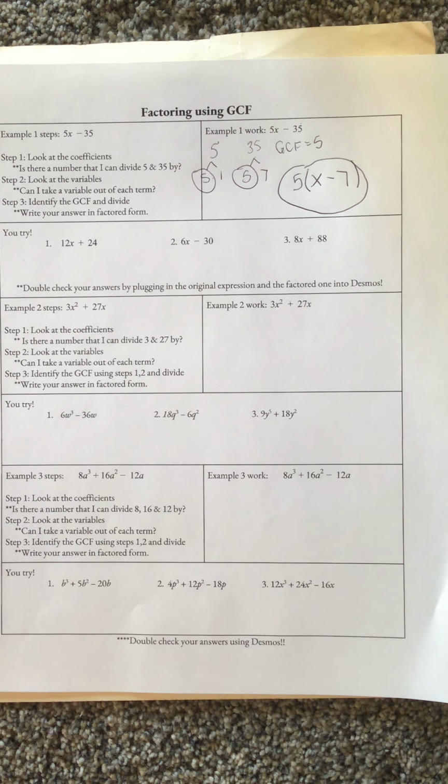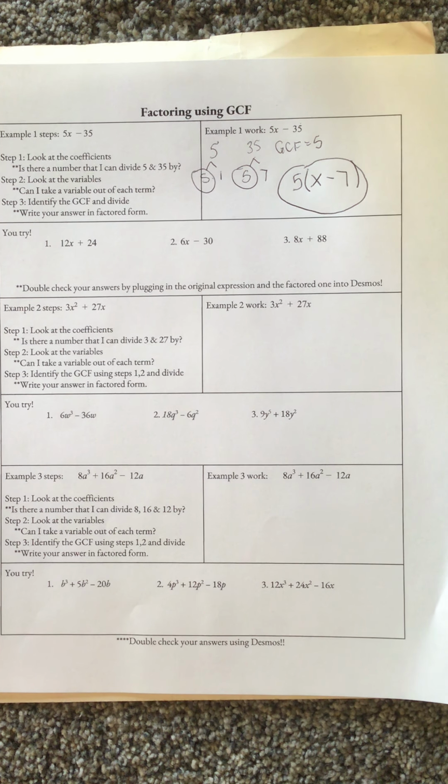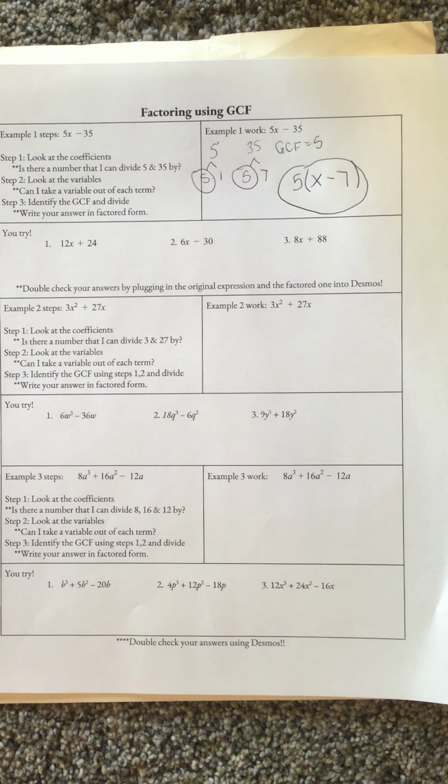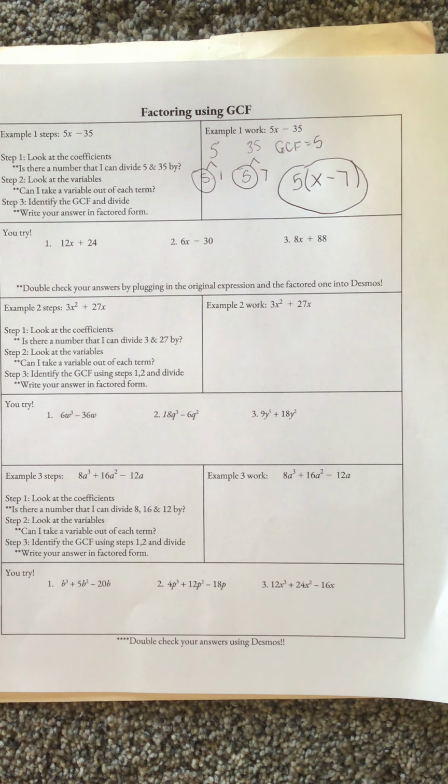So you should have tried these examples on your own, hopefully. I will go over these answers with you. Example 1, the GCF was 12. So when we pull out 12, we have 12 parentheses x plus 2. Example number 2, the GCF was 6. So we pulled out a 6. So we had 6 parentheses x minus 5. Then example 3, the GCF was 8. So we pulled out an 8, so we have 8 parentheses x plus 88.